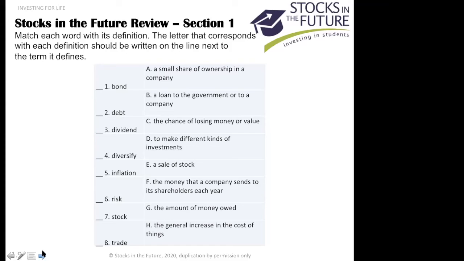And then again, you're going to write down number 2, debt. What does the word debt mean? Again, look through A through H and find the definition. Number 3, you're going to write down dividend. Number 4, you're going to write down diversity. Number 5, you're going to write down inflation. Number 6, you'll write risk. And number 7, stock. And number 8, trade.